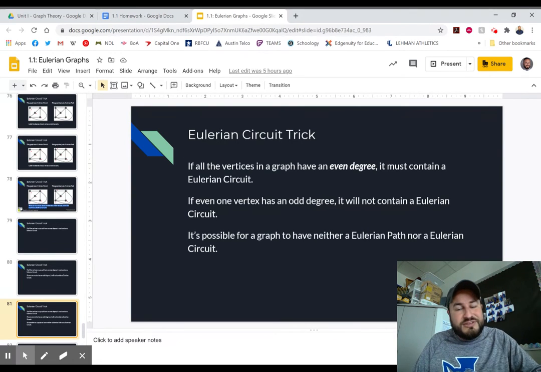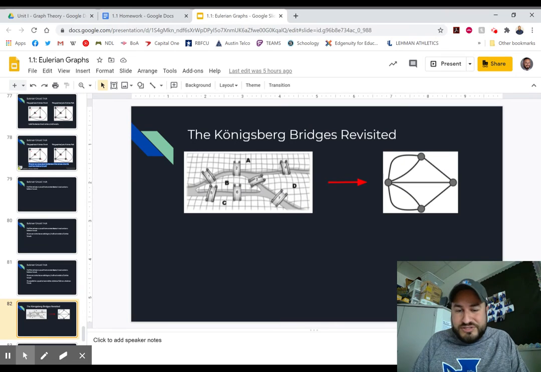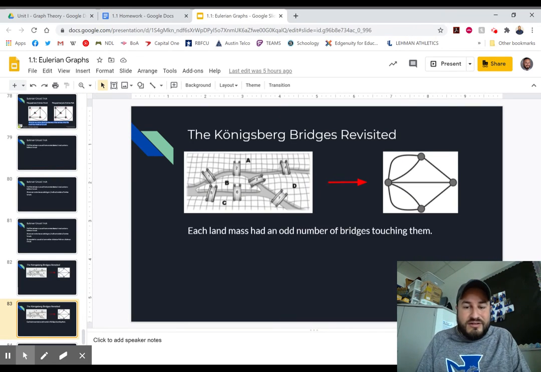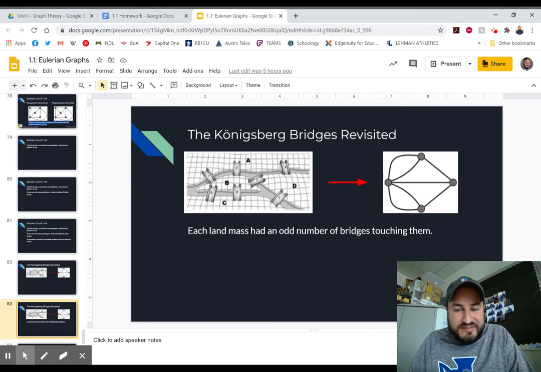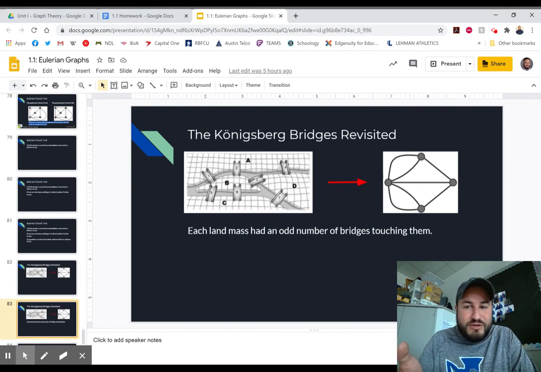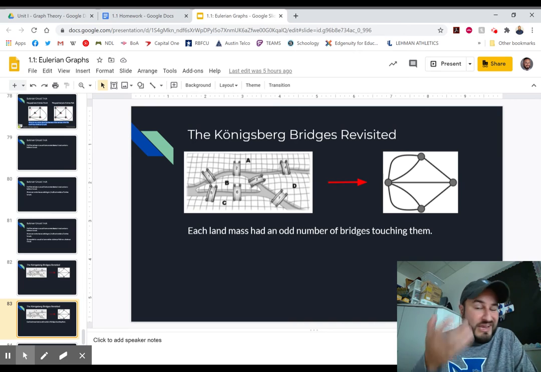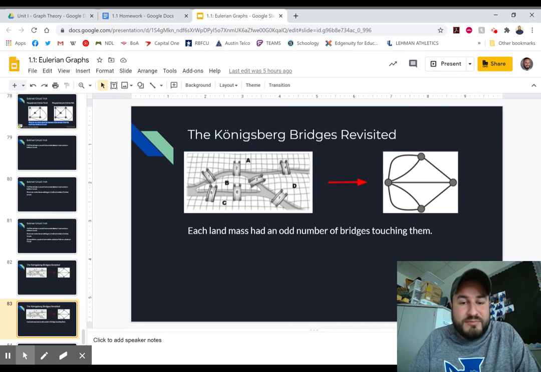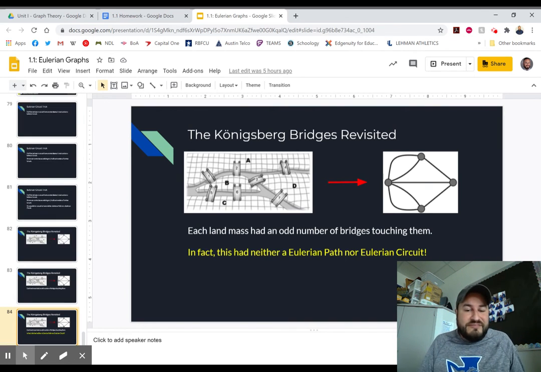Think of that problem I had you do on Monday, the one with the bridges. If you look at the vertices, they're all odd, every single one of them. I gave you this problem to try to go over every single bridge exactly one time, and you weren't able to figure it out. You weren't able to figure it out because it just wasn't possible. So this graph doesn't have a Eulerian path nor a Eulerian circuit. And that's a possibility as well.